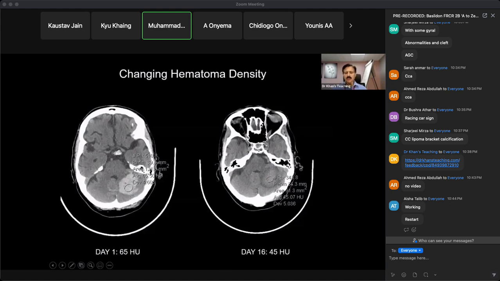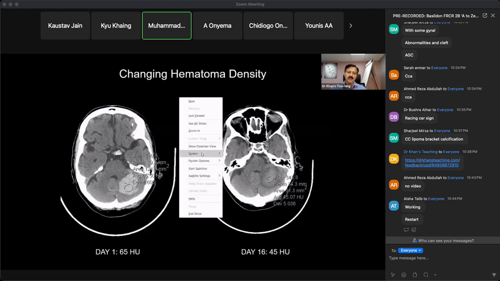So one concept is that on a CT, hemorrhage loses density about 1.5 Hounsfield units per day. And so this is a day 16 hematoma, and the density is now 45 Hounsfield units. Initially, it was 65.